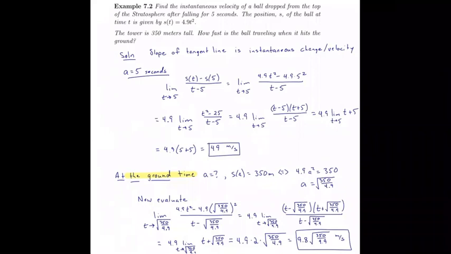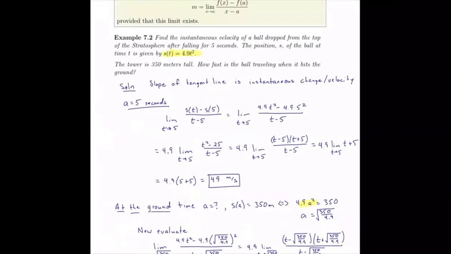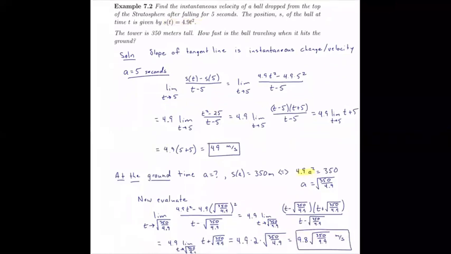Well, what we know is this: when it hits the ground, it has traveled 350 meters. So whatever time A that is, S of A is equal to 350 meters. This is what we need to find. We need to find the A value that satisfies this. Well, remember that S of A is 4.9a squared, right? Remember, that's what the function tells us to do with its argument. Square it and multiply it by 4.9. So S of A is 4.9a squared, and that's equal to 350.